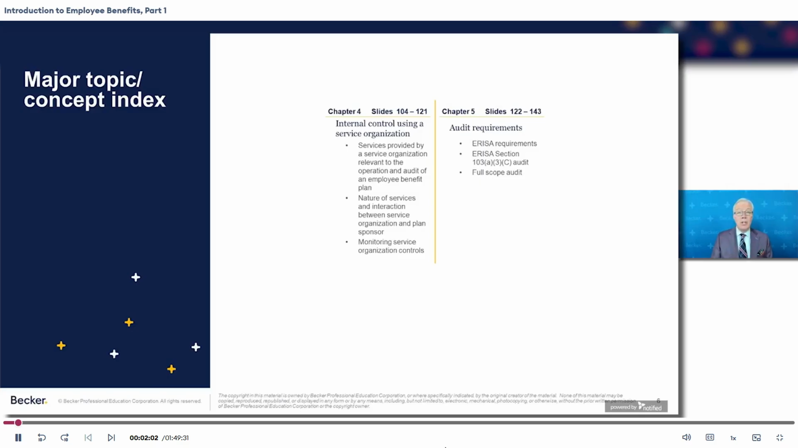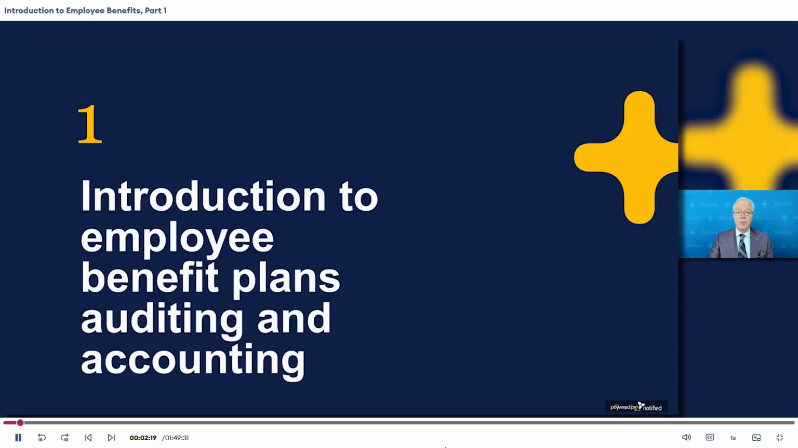And then finally, in Chapter 5, we're going to look at auditing requirements for ERISA and ERISA Section 103A3C. Say that fast. Basically, your limited scope audits, and then we'll examine your full scope audits. So let's start with an introduction.